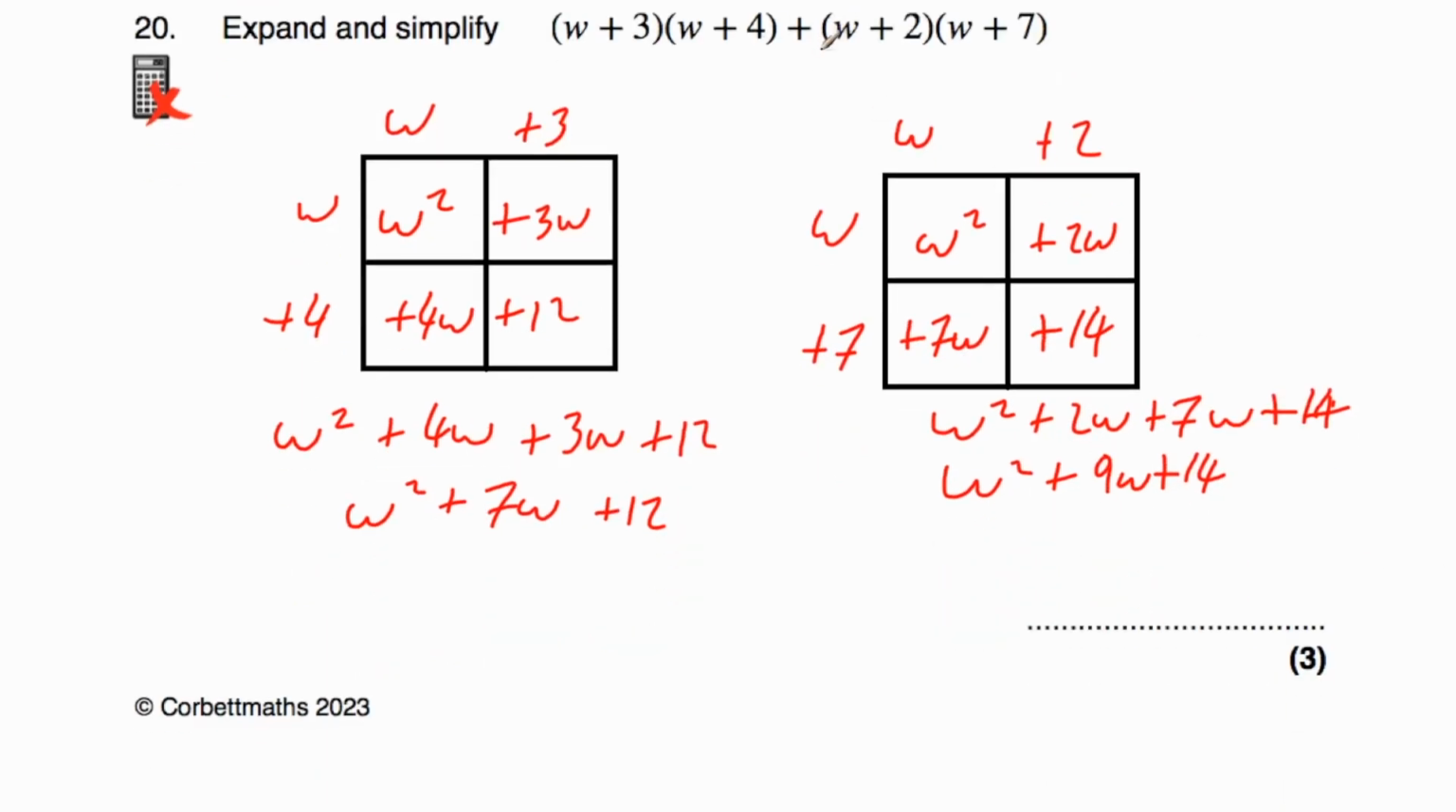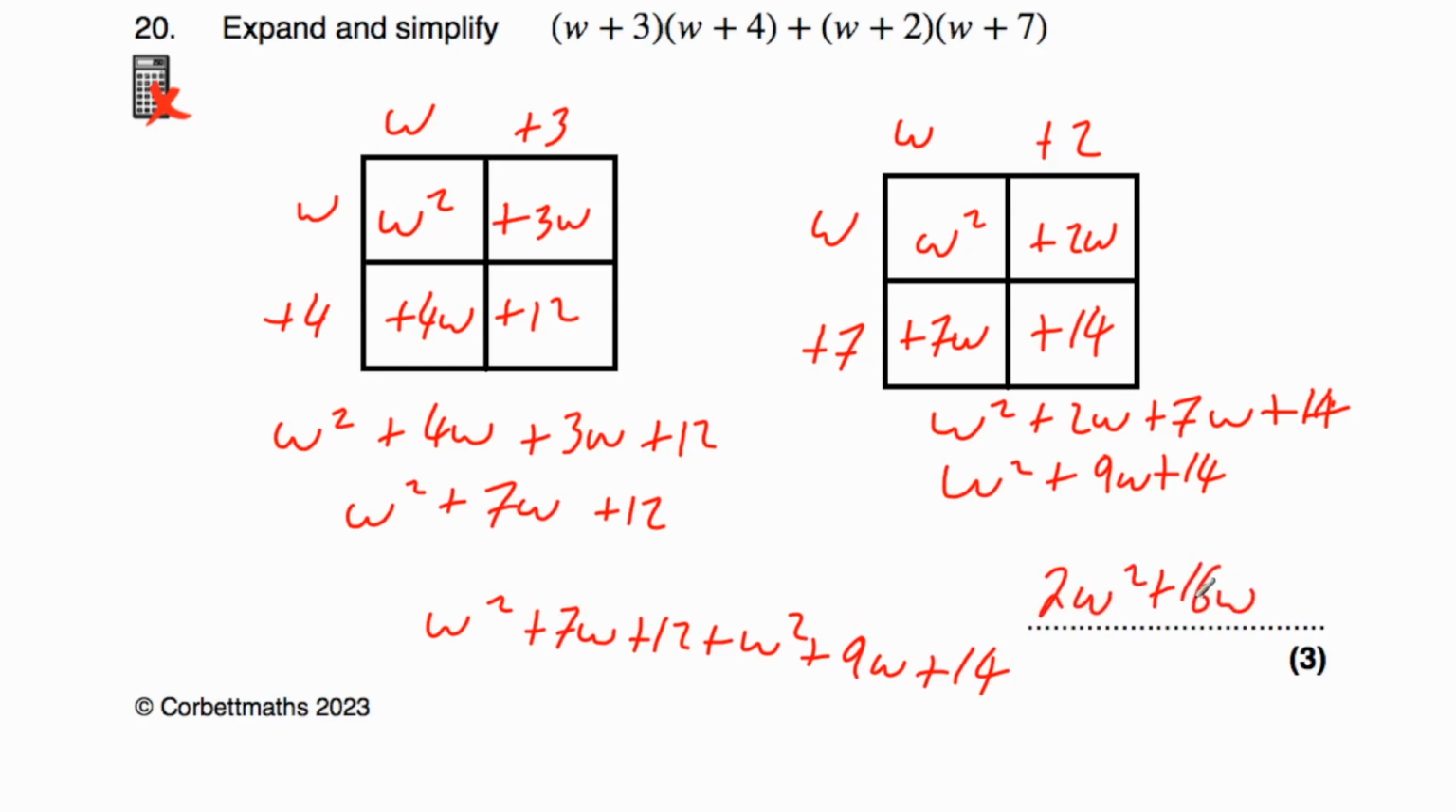Now we've been asked to add these together, so we're going to get w squared plus 7w plus 12 plus w squared plus 9w plus 14. So w squared plus w squared is 2w squared, and 7w plus 9w is plus 16w, and 12 plus 14 is plus 26.